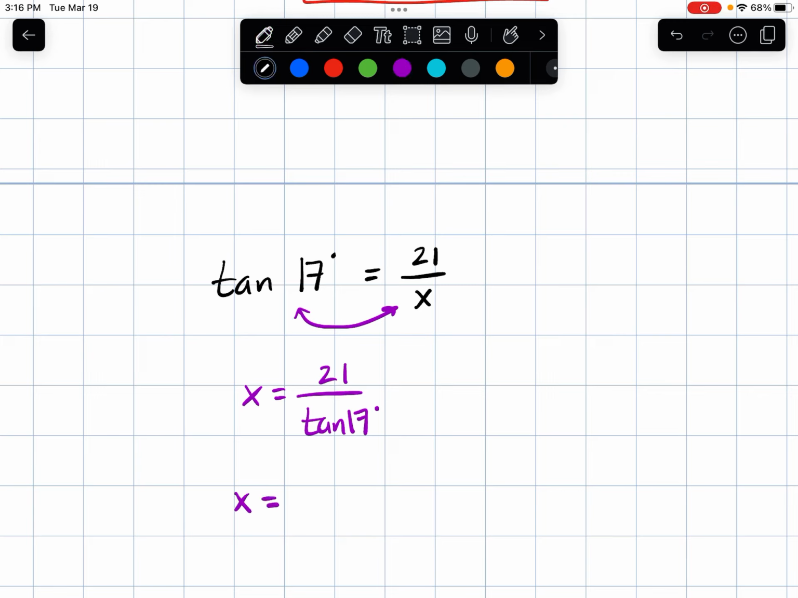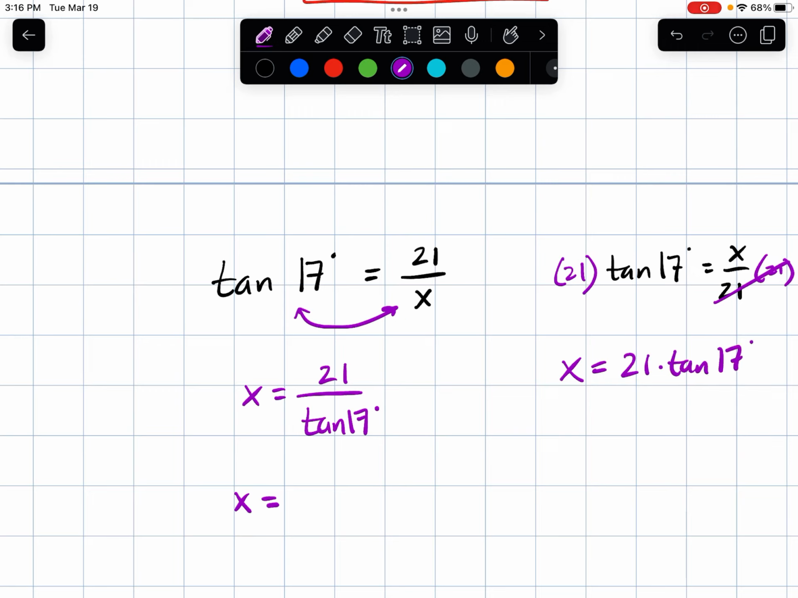Now that's different than if I had tangent of 17 equals x over 21. Right? If x is in my numerator, then I would just go ahead and multiply both sides by 21. And when these cancel, we just get x equals 21 times the tangent of 17. Okay? So this shortcut method only works when your variable is in the denominator, but it does save you a step and a little bit of time once you get more comfortable with these types of problems.